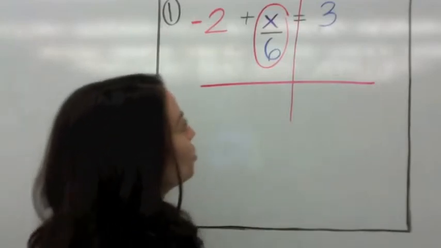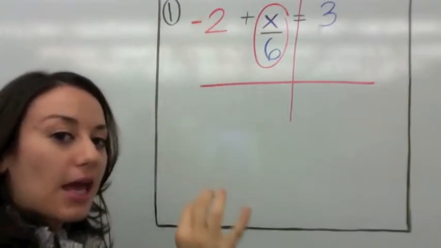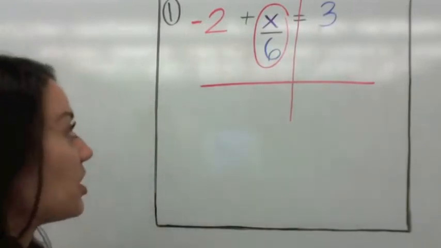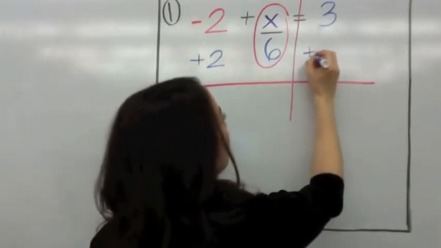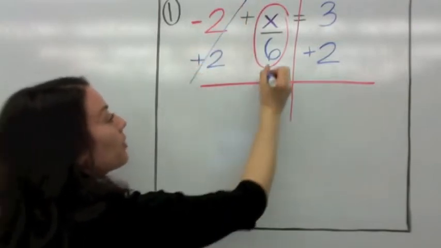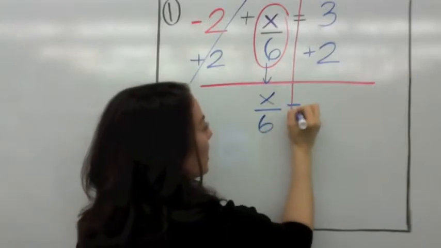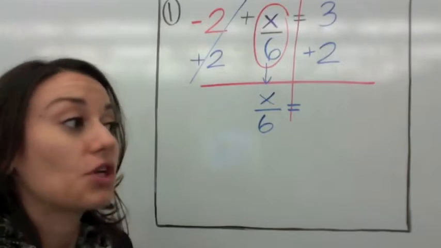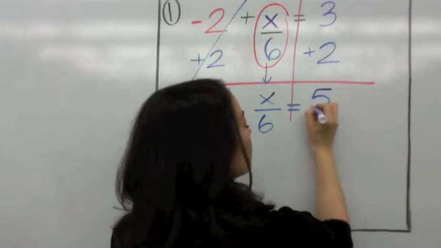Now take a look at this number. It's a negative 2. I want you to do the opposite to both sides. What's the opposite of negative 2? It's positive 2. That's right. So a negative 2 and a positive 2 make 0. You're going to bring down this fraction, x divided by 6. And now it equals 3 plus 2. They're both positive, so you're going to add them. 3 plus 2 is positive 5. Good job.